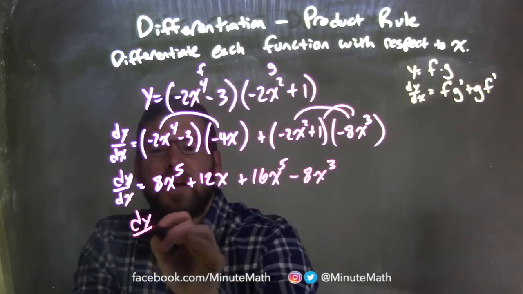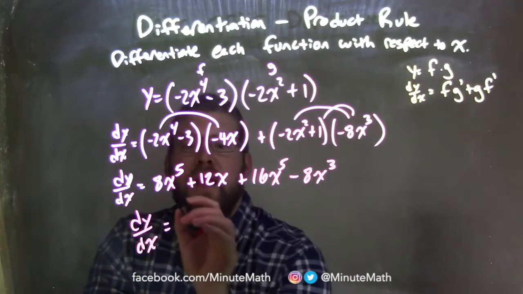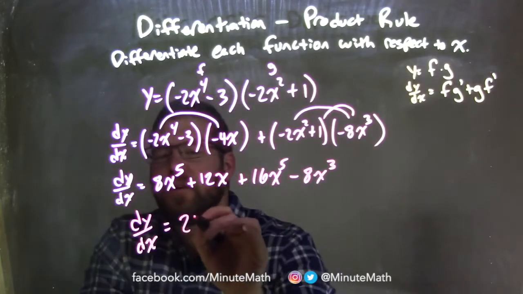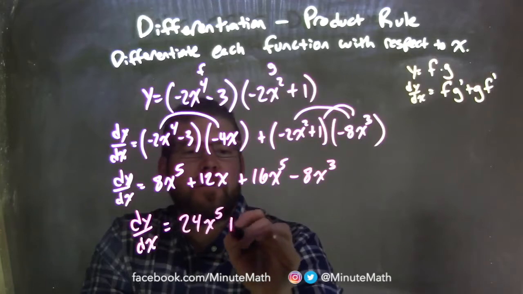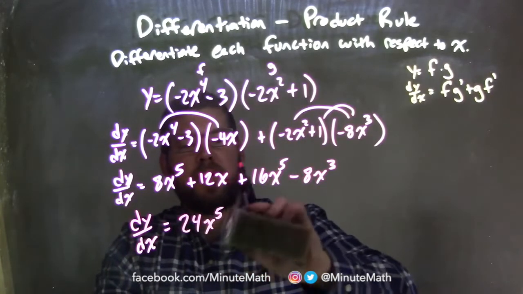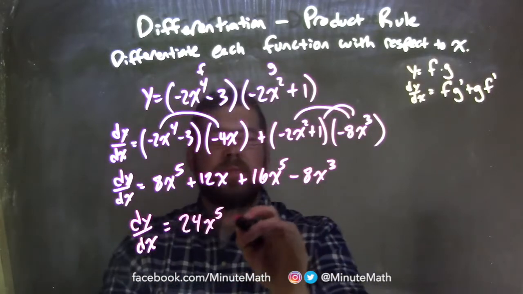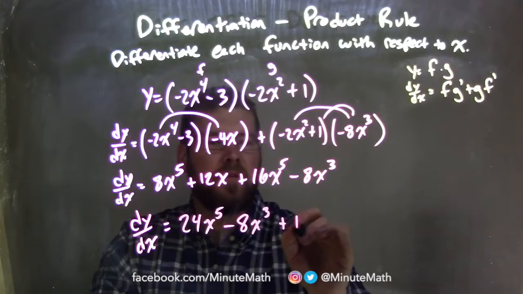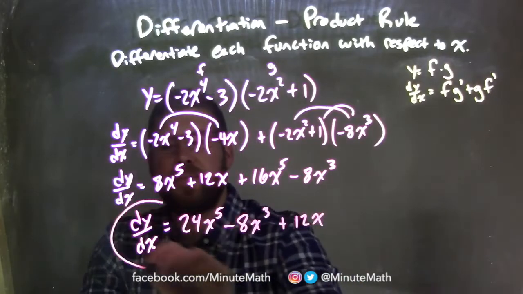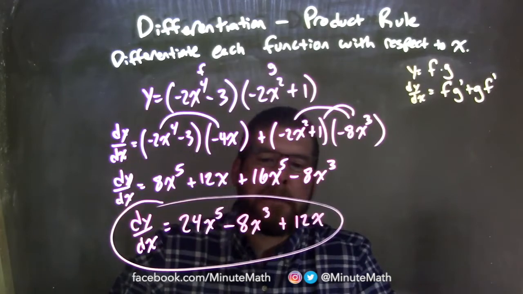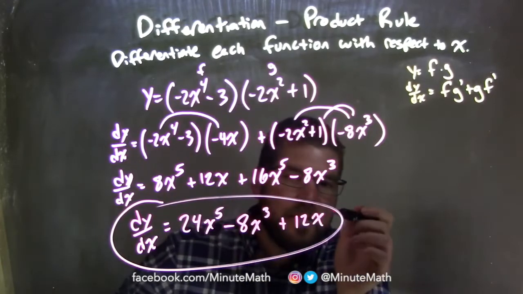So our dy dx here. Well, 8x to the fifth plus 16x to the fifth, I would have to say is 24x to the fifth. Plus, well, or minus, the next one's going to be the 8x to the third power. So we minus 8x to the third power. And then the last term here is plus 12x. And there we go. We have all parts there. We have our derivative, which is 24x to the fifth, minus 8x to the third, plus 12x.